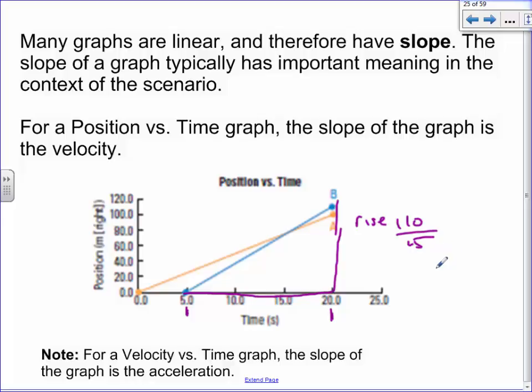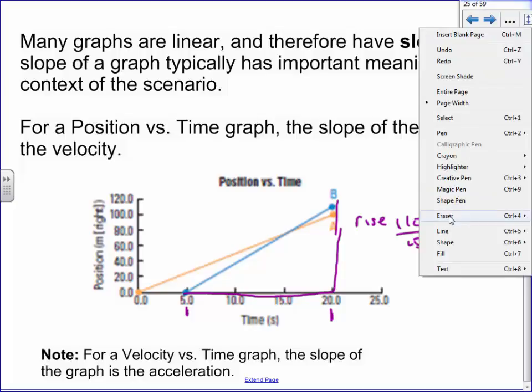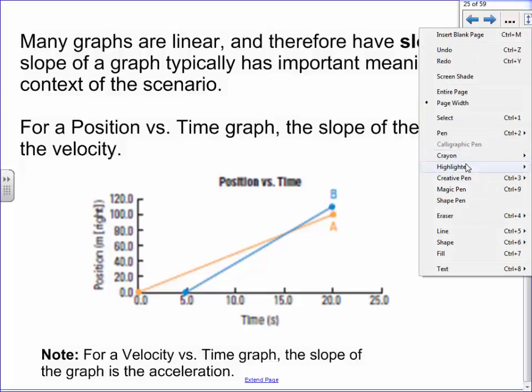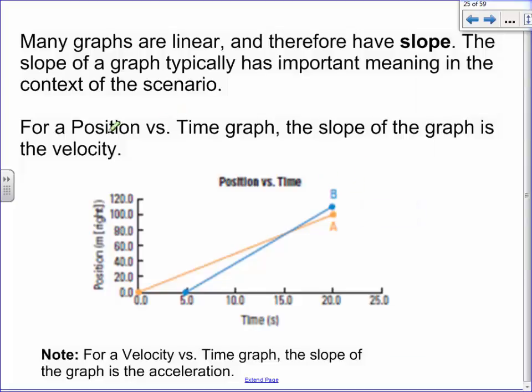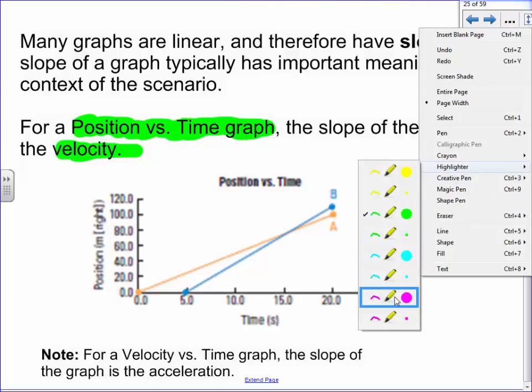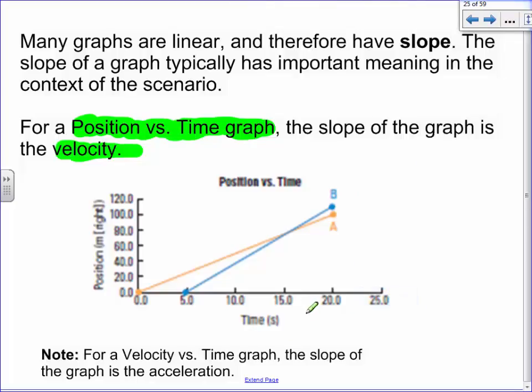Straight enough? Fair enough? So, anyways, the thing I need you guys to know then is that when you calculate the slope, it means something. So if you want to highlight a couple of things here, if it's a position time graph, your slope is velocity. And then I have this one down below here. On the other type of graph that we're going to do in this section so far, if it's a velocity time graph, the slope is acceleration.